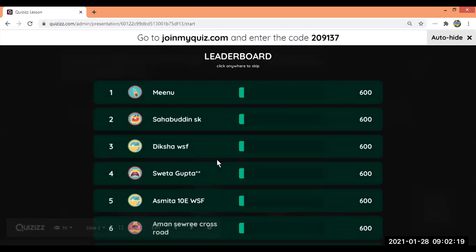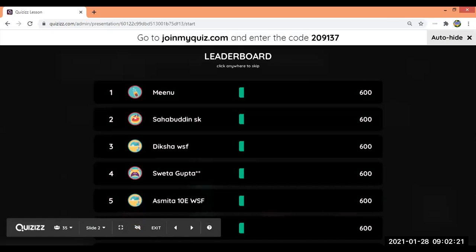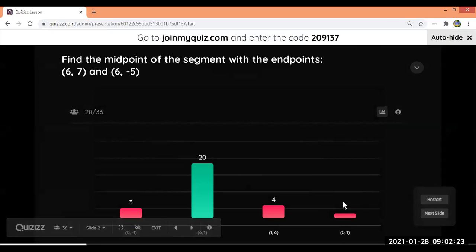Diksha, Meenu, Shabuddin, Shweta, Asmita, fantastic. 20 of you have got it right.